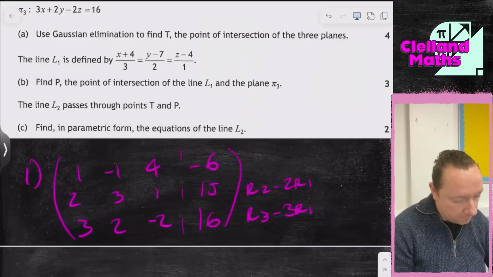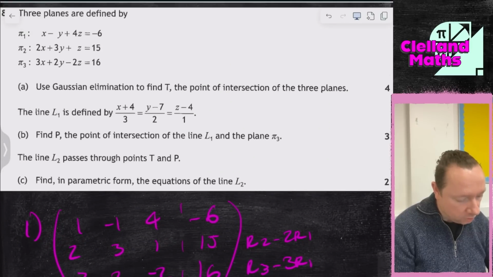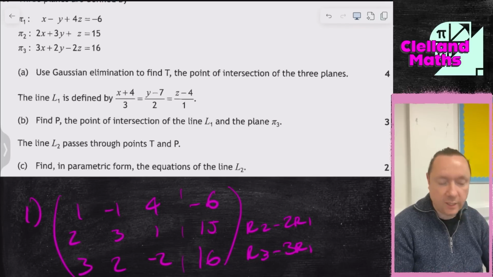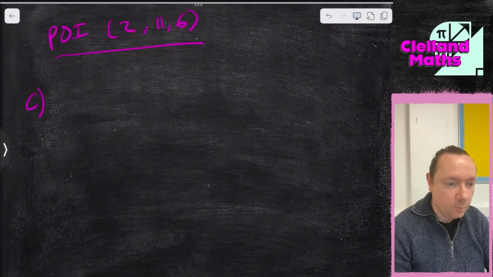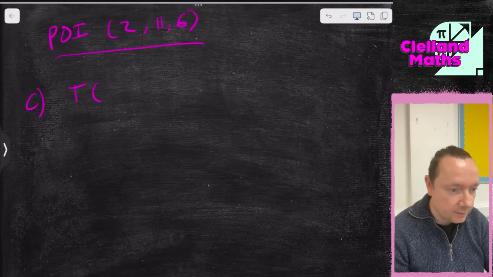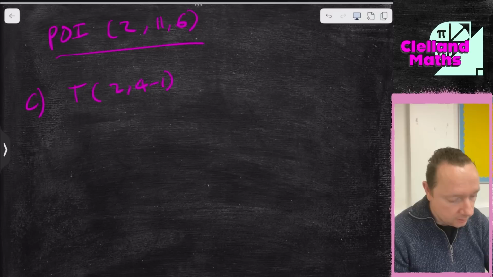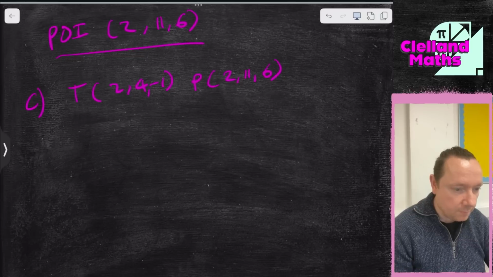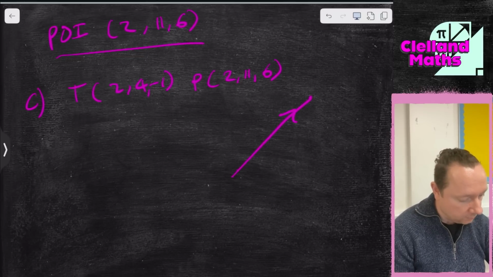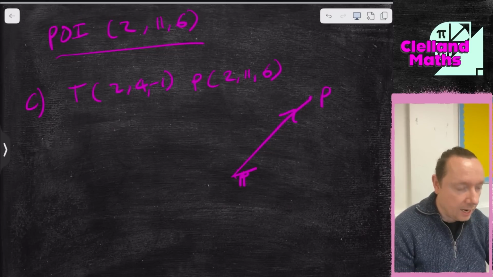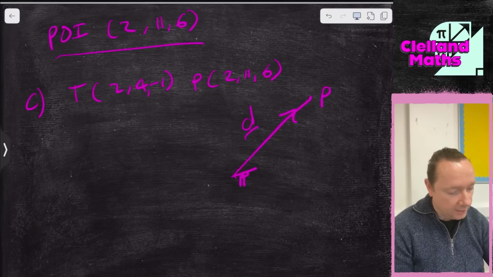And we're done there. Part C, the line L2 passes through the points T and P, which we just worked out, finding the parametric equation of the line. So let's just work this one out. Part C, we have got T being 2, 4, minus 1, and another point P being 2, 11, and 6. So you can imagine that we can have a direction like this between P and T, say, or T and P. Let's just put T and P, and a direction vector in that direction.